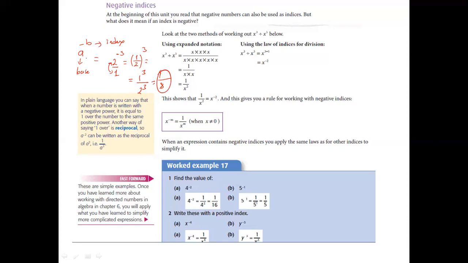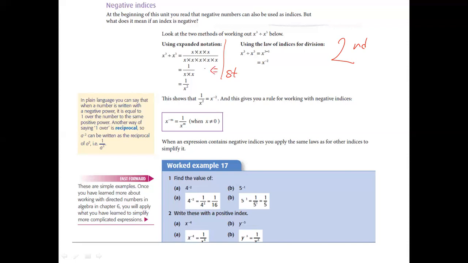At the end of this example, you can write a power of -b is equal to 1 over a in a bracket and plus b. And when you open the brackets, 1 power of b is also 1, so the answer is 1 over a power of b. And look at the two methods of working out x cubed divided by x power of 5 below. So there we have two methods of solution, the first method and the second method.